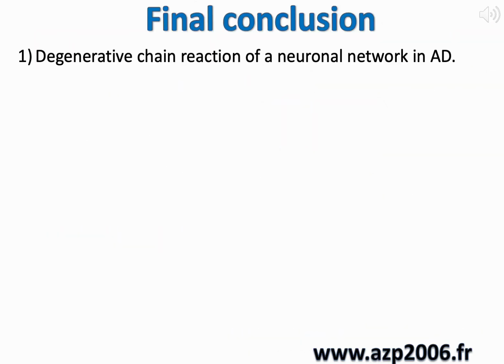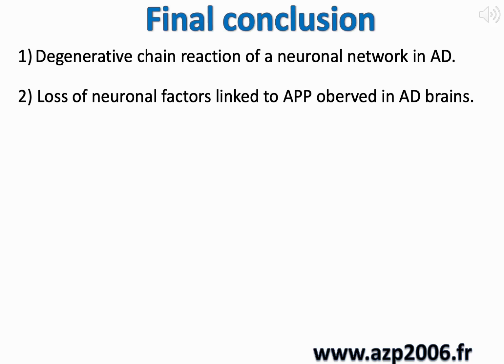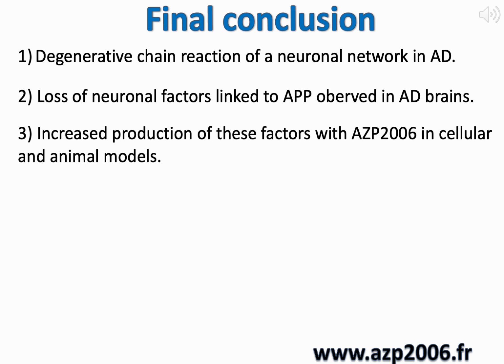Final conclusion. In summary, everything seems to indicate that the cause of Alzheimer's disease results from a deficiency in neuronal survival factors in a neuronal population vulnerable during aging. These survival factors could be metabolic products of the APP protein involved in Alzheimer's disease. This is our hypothesis following the comparative analysis of human brain tissue. A screening of a chemical library allowed us to find a molecule that stimulates the potential survival factors derived from the APP protein. This molecule is called AZP2006.